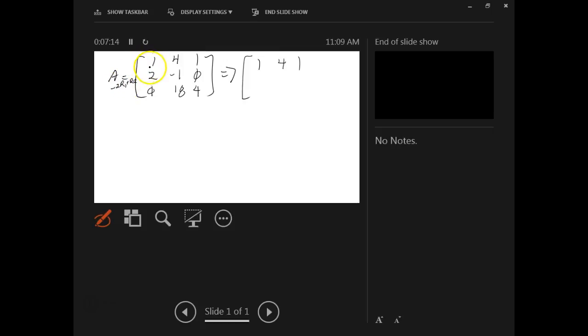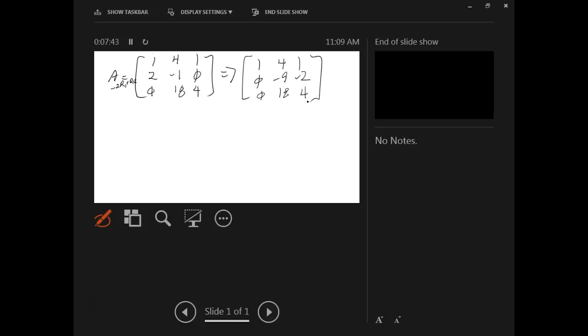Negative 2 times 1 is negative 2 plus 2 is 0. Negative 2 times 4 is negative 8 minus 1 is minus 9. Negative 2 times 1 is negative 2 plus 0 is negative 2. And I'm happy with the way the third row looks already: 0, 18, 4. So there's a row reduced matrix, just one step in that.